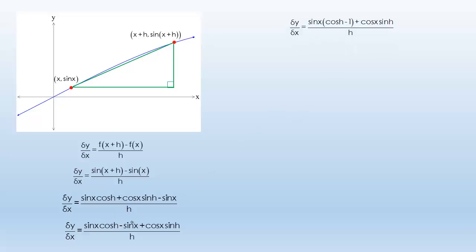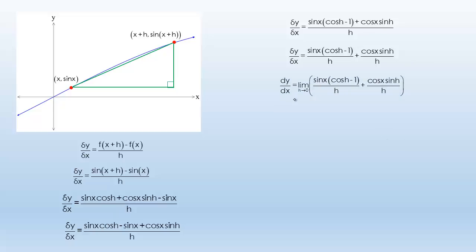But it does mean with these first 2 terms that I can take out the common factor of sine x. So I now have sine x into cos h plus, minus 1, and then we've got the cos x sine h on the end, and we're dividing by h. And then we can split this fraction because it's over this denominator, like so. So this term here over h plus this term here over h. dy dx is the limit as h tends to 0 of this expression.